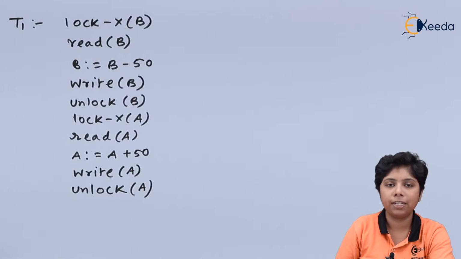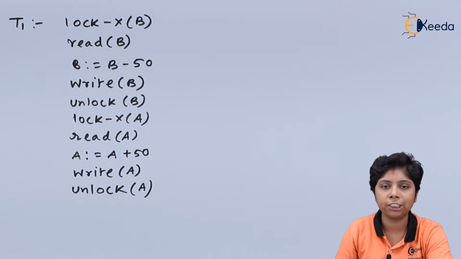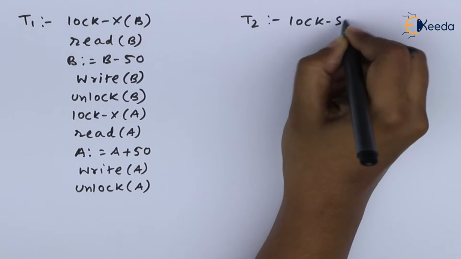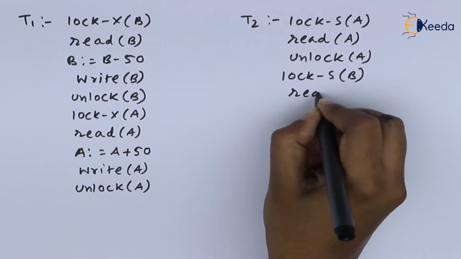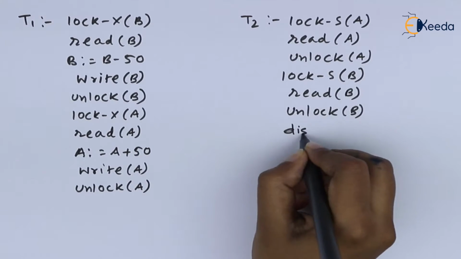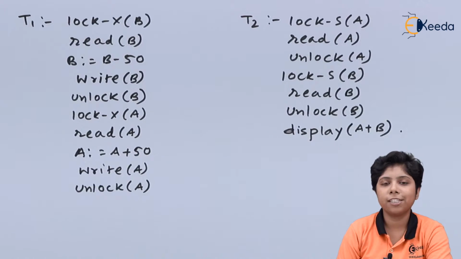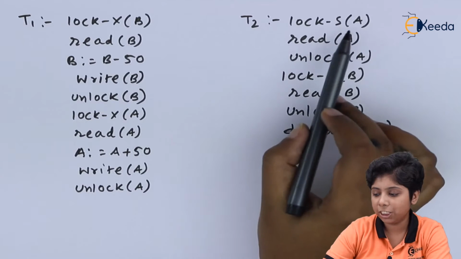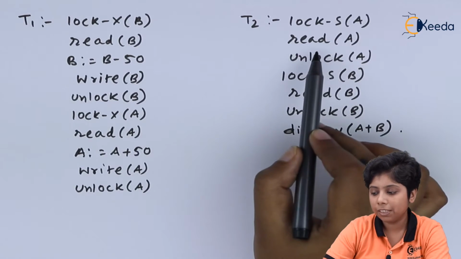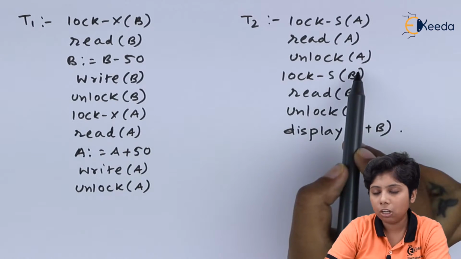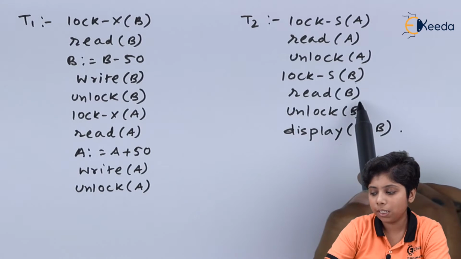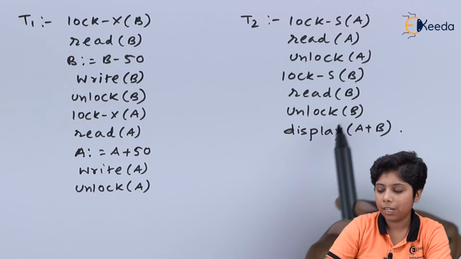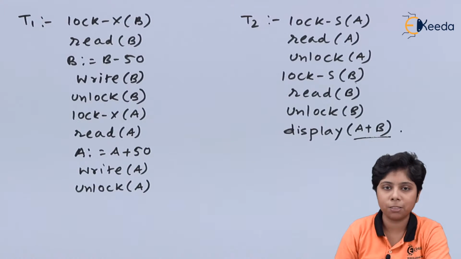Now let us go to the other transaction, T2. In transaction T2, we acquire a shared lock on A, then read the value of A, unlock A, acquire a shared lock on B, read the value of B, and unlock B. And finally, we display A plus B.